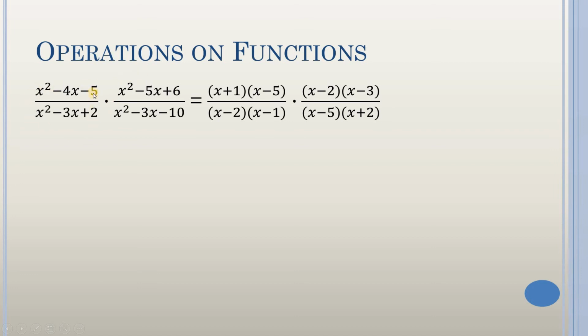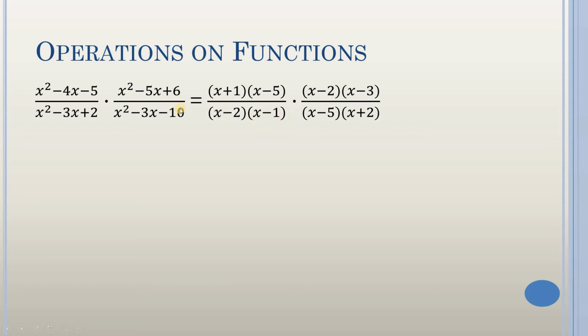So the product of the two rational expressions, we're going to find the prime factors of x squared minus 4x minus 5. We have x plus 1 quantity times x minus 5 quantity. Itong portion na ito ang prime factors nitong expression na ito. Next, yung denominator naman ng first rational expression, x squared minus 3x plus 2, ang kanyang prime factors, x minus 2 quantity times x minus 1 quantity.